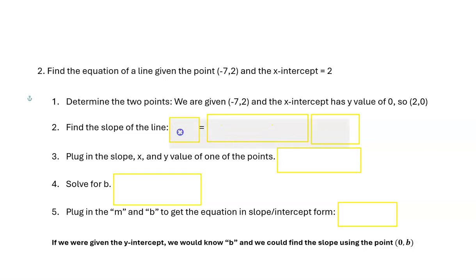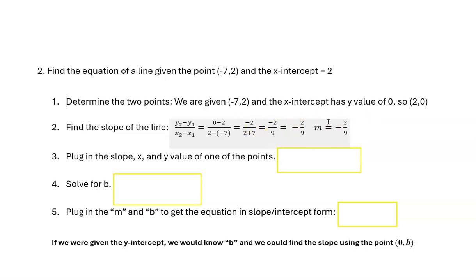Once I know what my 2 points are, I'm going to follow the same example as last time where I subtract my y's on the top and my x's on the bottom. And in this case, I'm going to subtract 0 minus 2 on the top and 2 minus -7 on the bottom. Don't forget we have a subtraction and a negative. That's going to make that a plus, which is 9, and we get -2/9 for our slope.